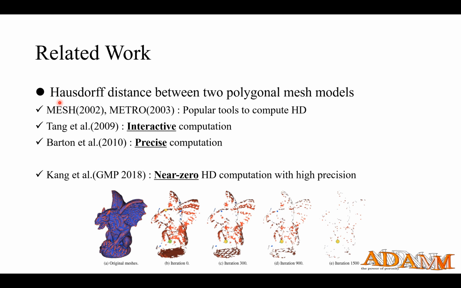There have been many previous results on computing HD between two polygonal mesh models. Mesh and Metro are popular tools to compute HD. After that, Tang et al. and Barton et al. succeeded in computing interactive and precise HD. As stated earlier, Kang et al. proposed an algorithm to compute near-zero HD with high precision.